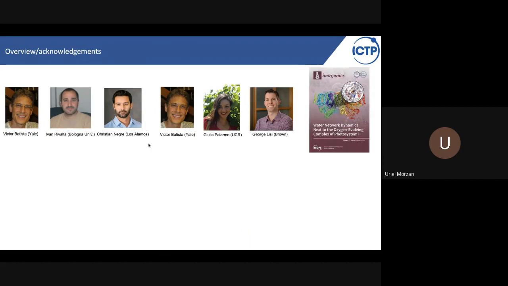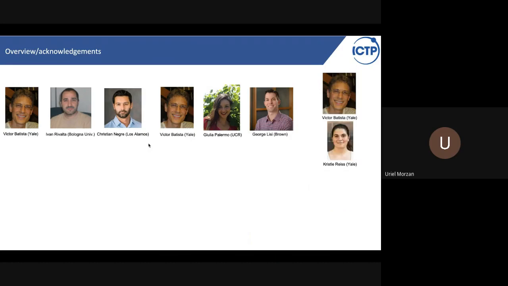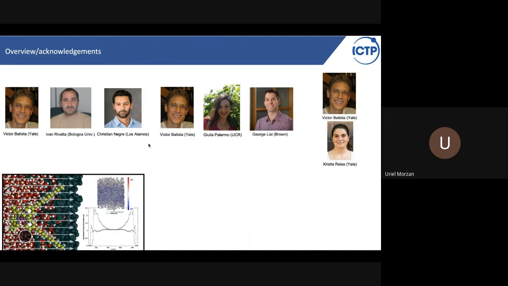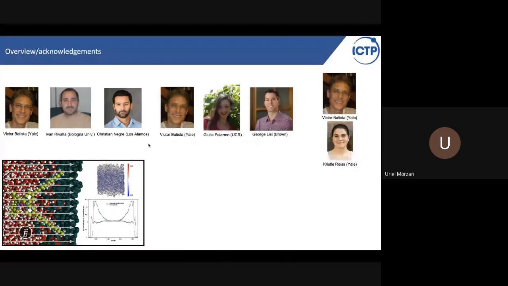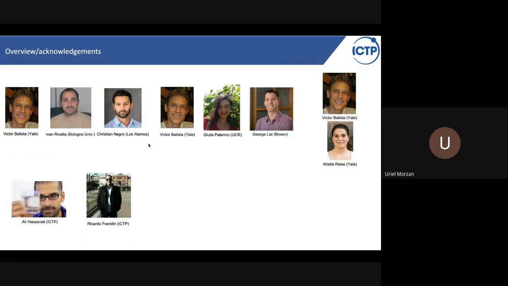Also, we use this type of methods in order to find water channels in a very, very important protein, which is the photosystem II. This was done with Victor Batista and Crystal Rice. More recently, we are working with Ali Hassanali and Ricardo Franklin on, well, what Ricardo already mentioned, a soap-based artificial photosynthesis. We are using the same methods in order to understand those kind of systems.